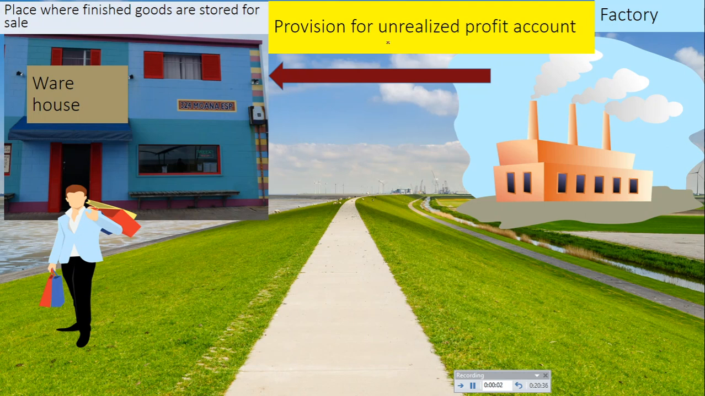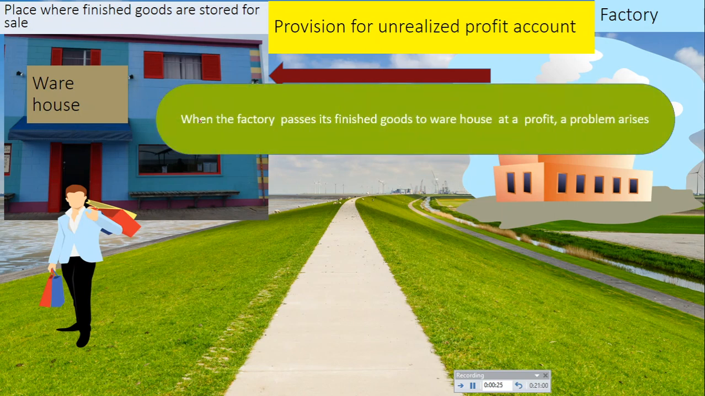So provision for unrealized profit account. Let's understand this as well. So we just learned that the factory out here can transfer the finished goods to the warehouse or the trading department. It can transfer it at a profit. So your warehouse is a place where the goods are stored for sale. When the factory passes its finished goods to the warehouse at a profit, a problem arises.